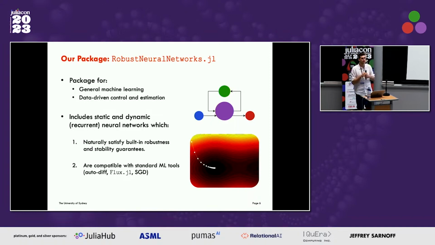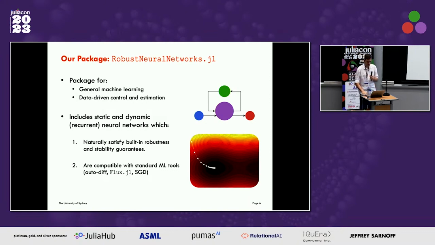And in particular, we wanted to make sure that these were still usable for our daily machine learning purposes. So we didn't want to have special solvers or special gradient descent methods that we had to apply. We just wanted this to work, which is, I guess, a very Julia way of thinking about things. And so we tried to make sure these networks are compatible with standard machine learning tools, things like auto differentiation, or Flux, the machine learning library in Julia, which we've built this around, and things like stochastic gradient descent. So we have our robustness properties in this package, and we've tried to make it usable. So that's an overview of why we've made this package.